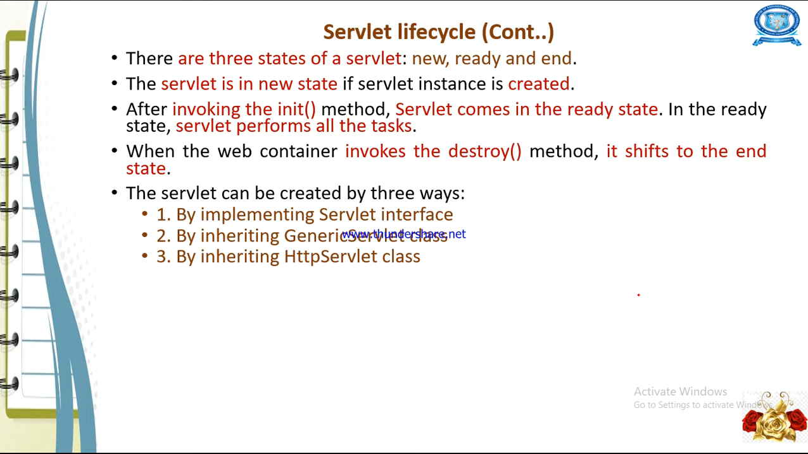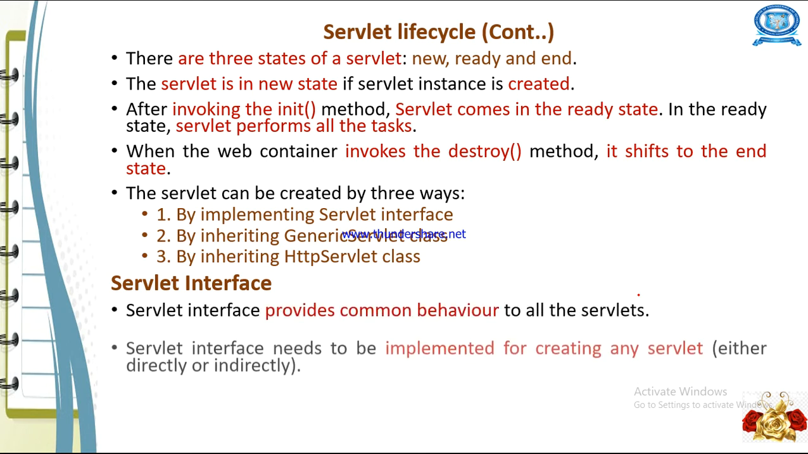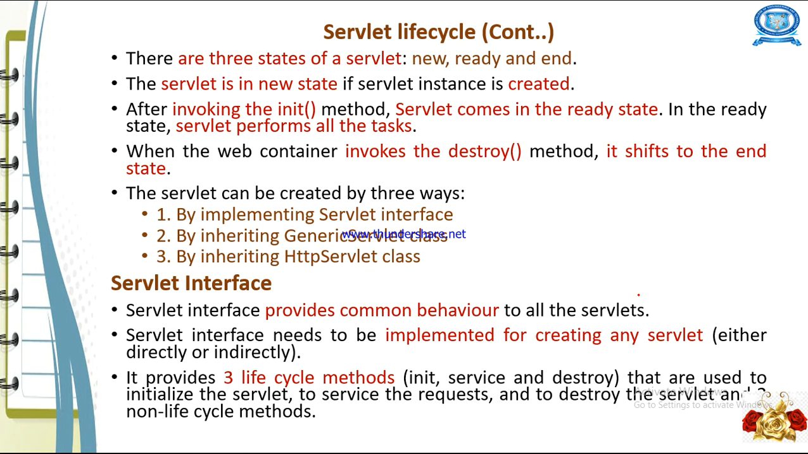The servlet can be created in three ways: by implementing the Servlet interface, by inheriting the GenericServlet class, or by inheriting the HttpServlet class. First of all, we are going to discuss the Servlet interface. The Servlet interface provides common behavior to all servlets. It needs to be implemented to create any servlet, either directly or indirectly. It provides three lifecycle methods: init, service, and destroy, used to initialize the servlet, to service the request, and to destroy the servlet, plus non-lifecycle methods.